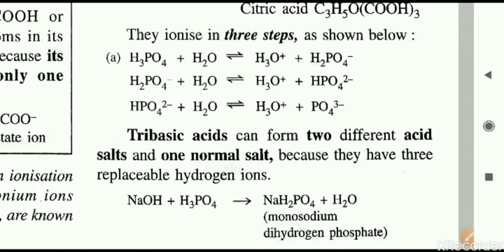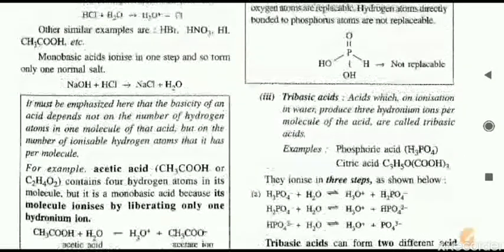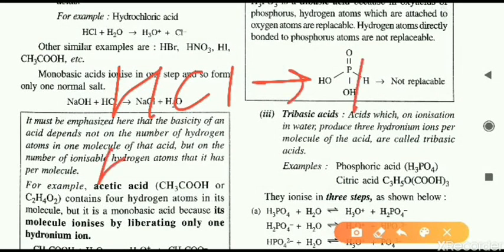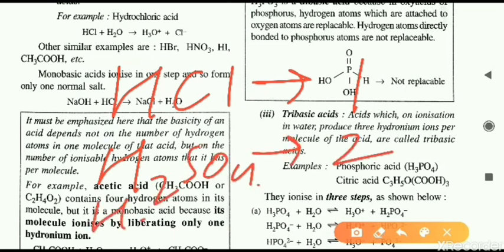Now you may be thinking that whatever number is written here, let us have a look. I will write some examples here. HCl has basicity 1. Another one, H2SO4, has basicity 2. Another one, H3PO4, for example, has basicity 3. HCl is monobasic, H2SO4 is dibasic, H3PO4 is tribasic.